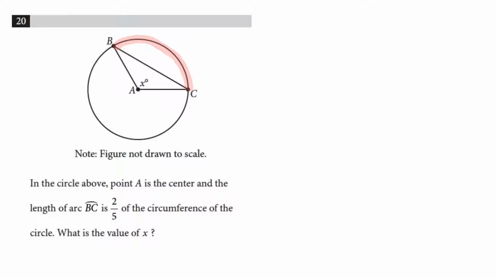If the arc was equal to the circumference, in which case it'd be 1/1 of the circumference, then the arc would be 360. Since we have 2/5, the central angle will be 2/5 of, are we in degrees? Yeah, I assume we're in degrees. Yep. It would be 2/5 of 360.